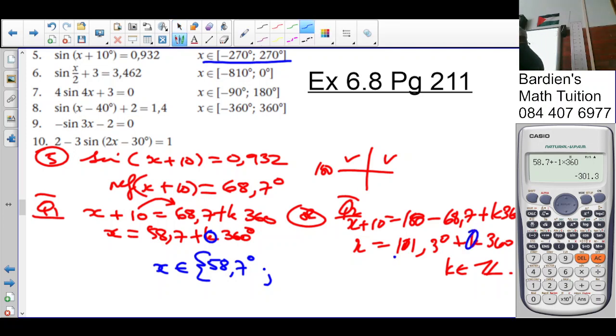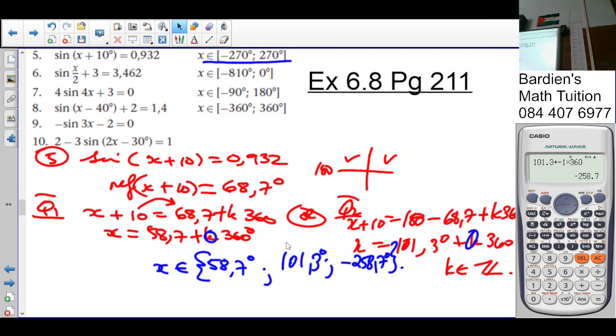I'll put 0 in. Definitely 101 is inside. 101,3. We're going to put 1 in by k. So it'll be outside. Let's try minus 1. 101,3 plus negative 1 times 360. That gives you negative 258,7. Is that inside or outside the given domain? Inside. Negative 258,7. There we go. Negative 2 will definitely be outside.